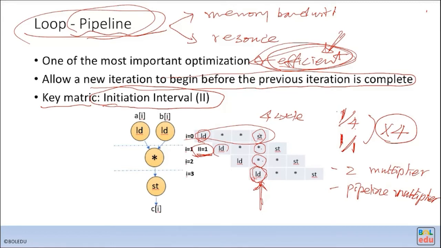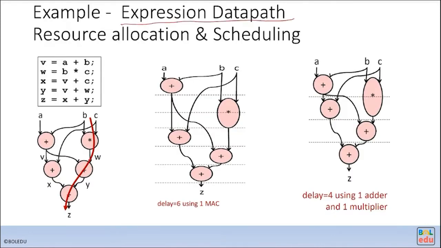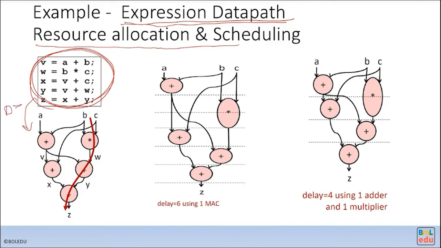Okay. So in here, I'd like to demonstrate an HLS process. Let's first take an expression, and do the data path, resource allocation and scheduling for it. So that's the expression you have. From the expression, you can draw a data flow graph, a DFG. You draw it like this.